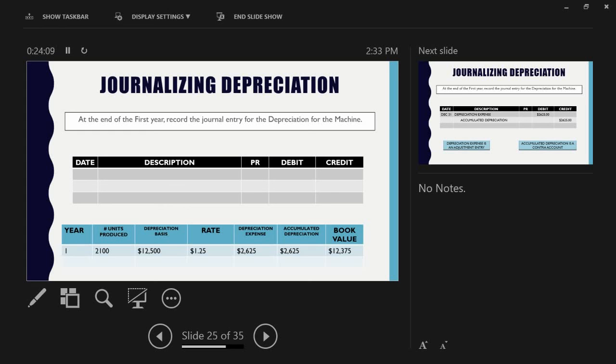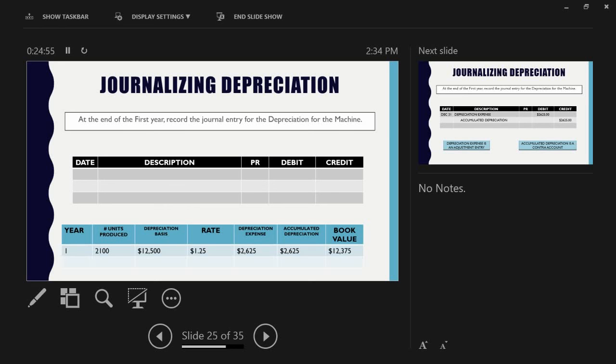Now, I forgot to give you a little introduction of how to journalize this. You're going to be looking at two accounts: depreciation expense and accumulated depreciation. Those are the two key accounts that you're going to have. You are not going to write this off directly from the asset. Again, you are not going to write this off directly from the asset.